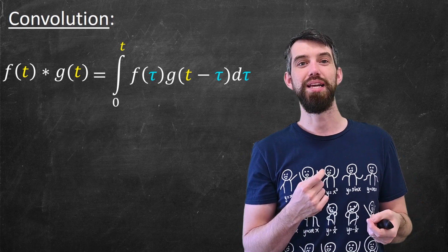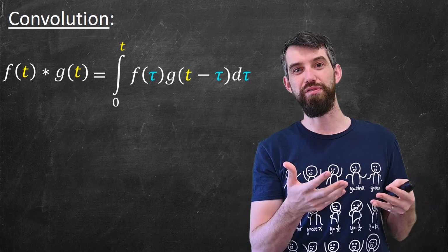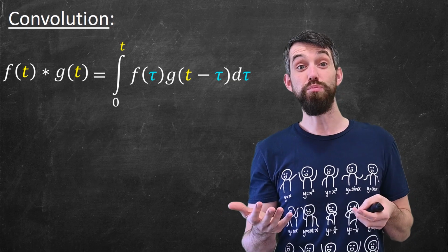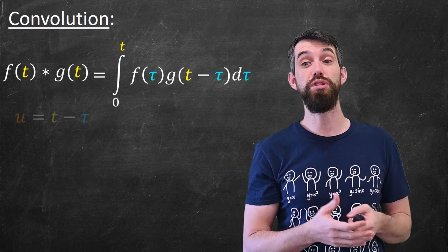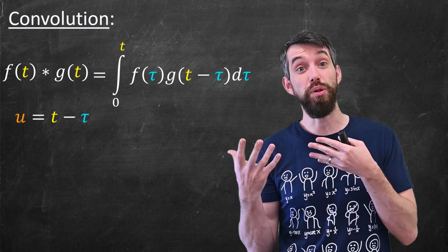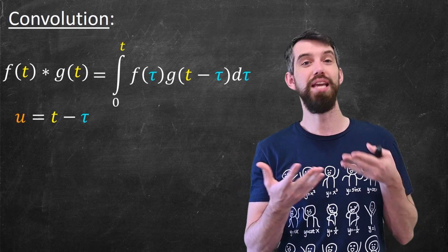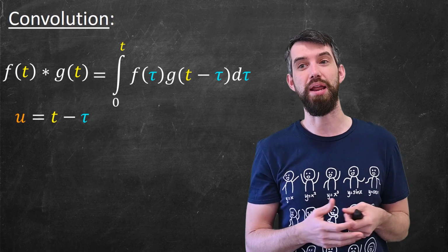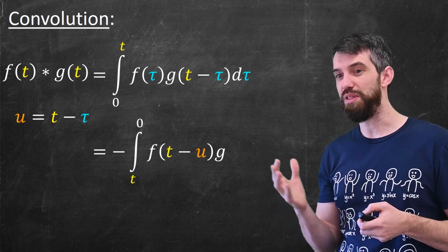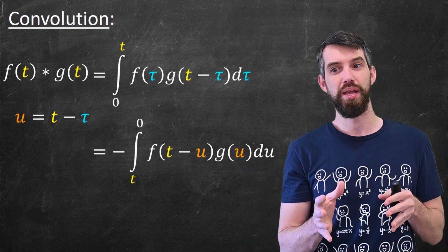Basically what I want to do is interchange the role of f and g here, and I'm going to do that just with the substitution. So I'm going to define a new variable u, which is this difference, t minus tau, and I'm going to take this change of variables and plug it in. So if I do that, it gives me the following thing. Several things have happened here.